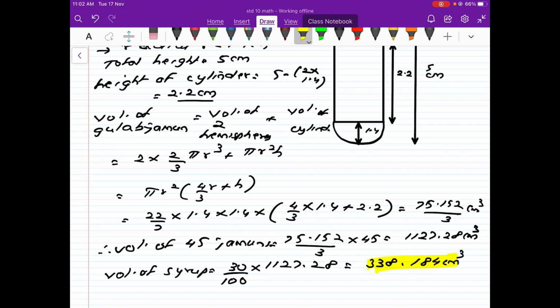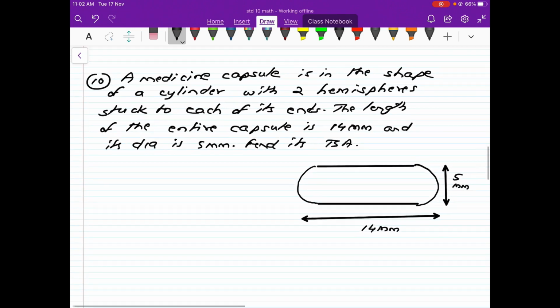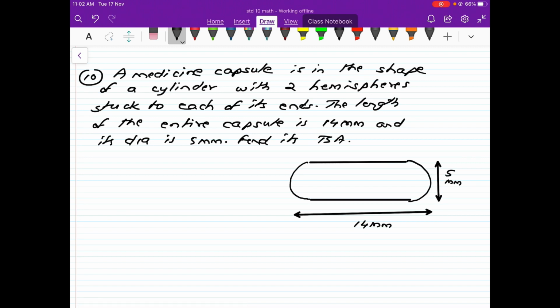So this was the 9th sum. So let's go on with the 10th sum. Now this is also a cylinder and two hemispherical ends. It's a medicine capsule. So capsules we have seen are in the form of a cylinder. So this part is cylinder, whereas this part is a hemisphere. So it is in the form of a cylinder with two hemispheres stuck to each of its ends.